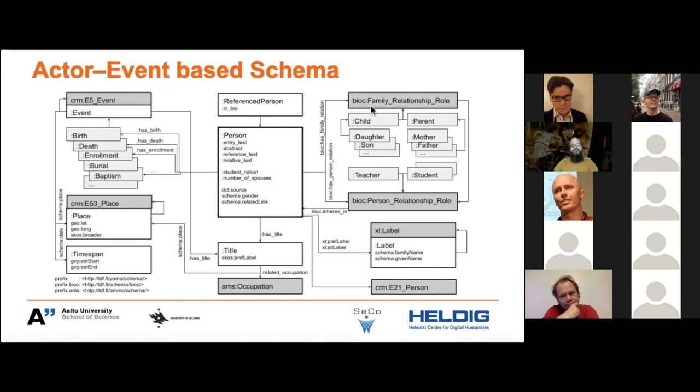In the actor event schema, a person resource is enriched with events, which facilitates dealing with a possibly varying amount of data available for an individual person. The people in the register are represented as instances of the person class, and the mentioned relatives using the referenced person class. In the semantic representation, the resources of actor classes are enriched with lifetime events and relationships. Events, for example birth, death, or enrollment, are subclasses of the event class. Furthermore, the events are enriched by linkage to corresponding places, times, or occupations.